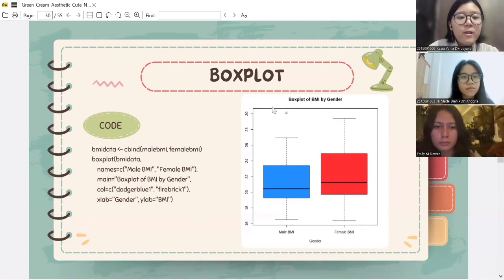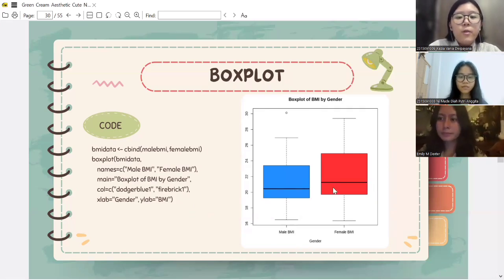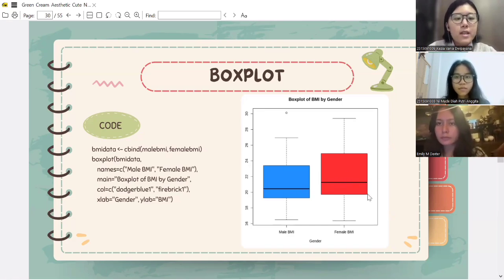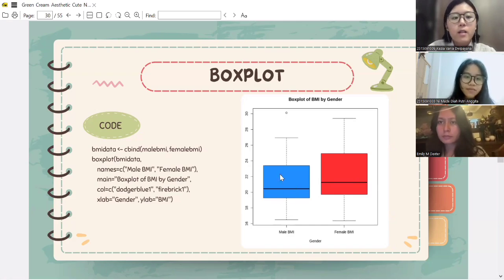As we predicted earlier when observing the histogram, there is one high outlier on the male BMI box plot. Now, if we compare the medians, the female BMI median is slightly higher than the male BMI median. This indicates that on average, females in this sample tend to have a higher BMI than males, and it means that most likely the mean of female BMI is greater than the mean of male BMI. The female BMI also shows a wider interquartile range, meaning that there's greater variability among females.